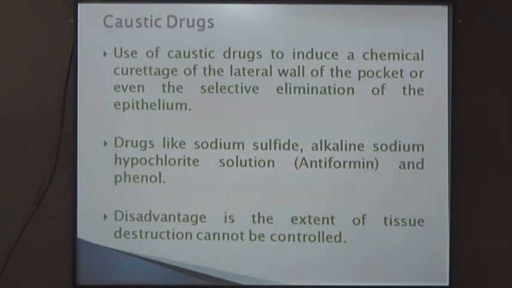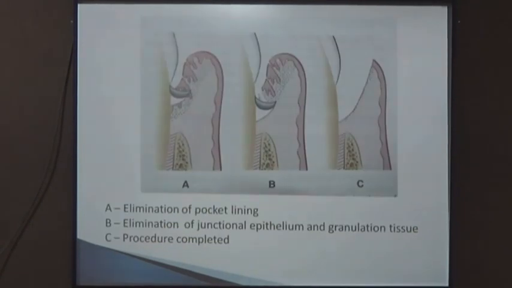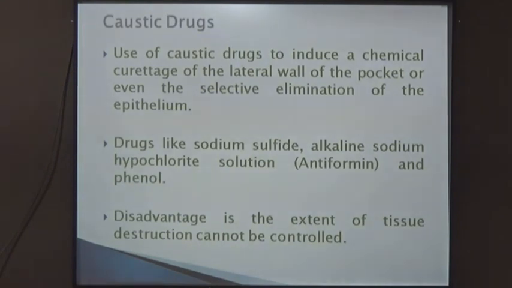Now you are clear? Clear, Aisha? Here, sulcular epithelium, elimination of the pocket lining, and here elimination of the junctional epithelium, and then finally surface epithelium. That is why they have given the words selective elimination of the epithelium. Generally they say the epithelium heals by 7 to 14 days, because the sulcular epithelium heals by 5 days, junctional by 7 days, and oral surface epithelium by 7 to 14 days. Is it clear now?